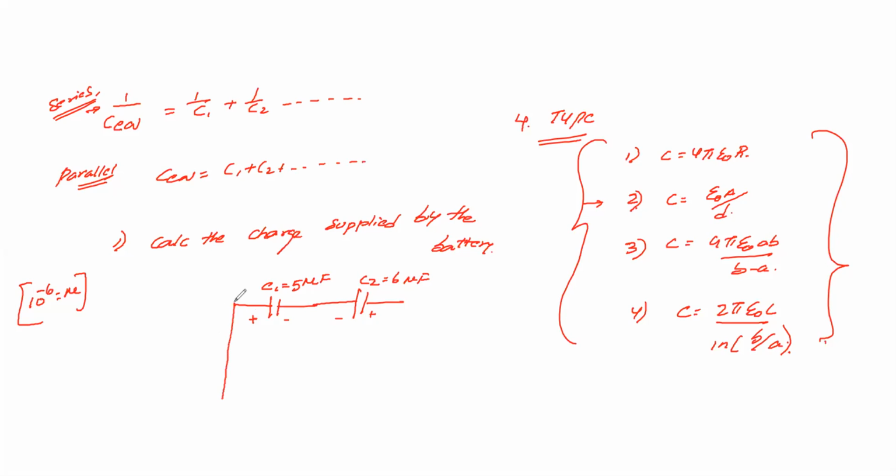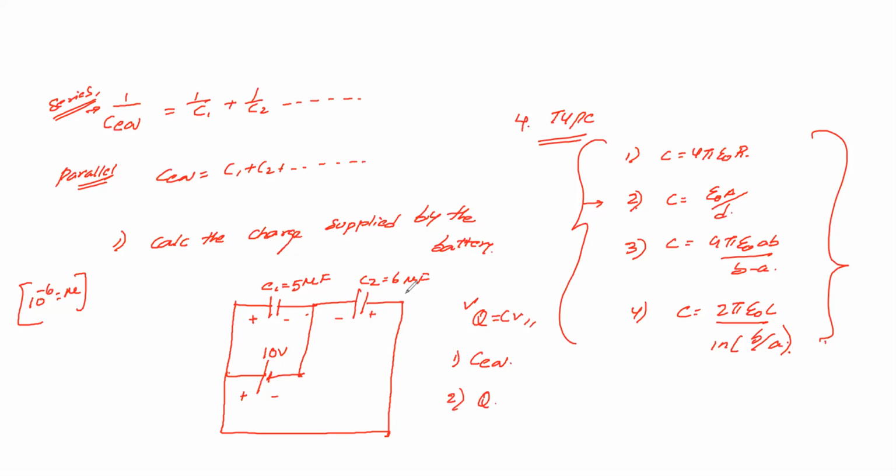For this, I'm connecting a battery, with plus and minus, and the voltage is 10 volts. So this is your circuit one. There are two capacitors, C1 and C2, and I need to find the charge. We know the relation Q is equal to CV. So first you have to find the C equivalent, and after that we need to find the charges. If you know it, please do it now. First identify whether it is a series or parallel connection.